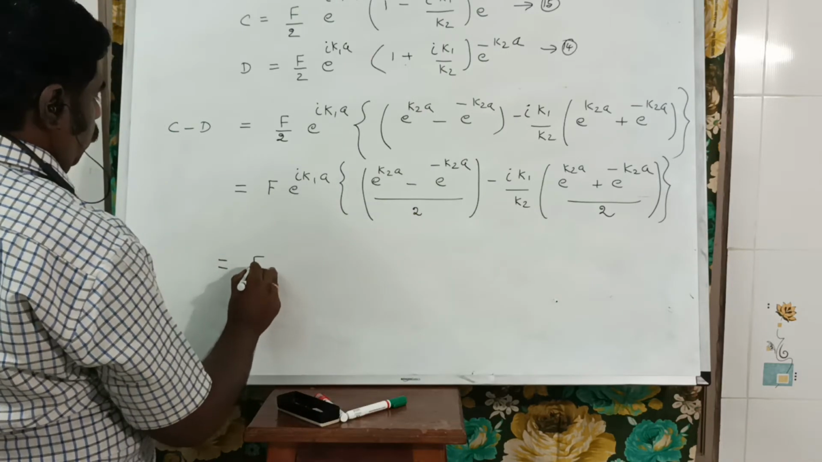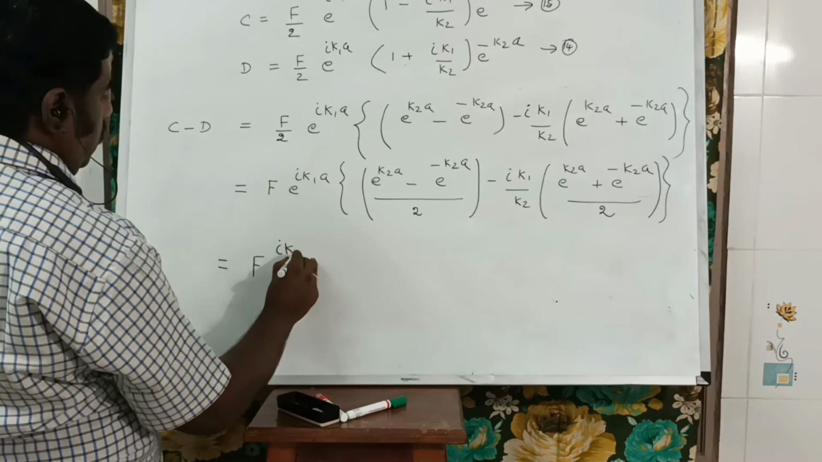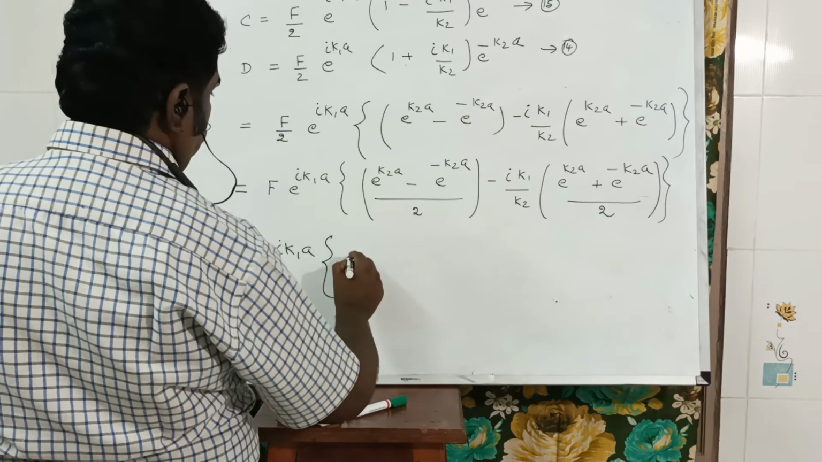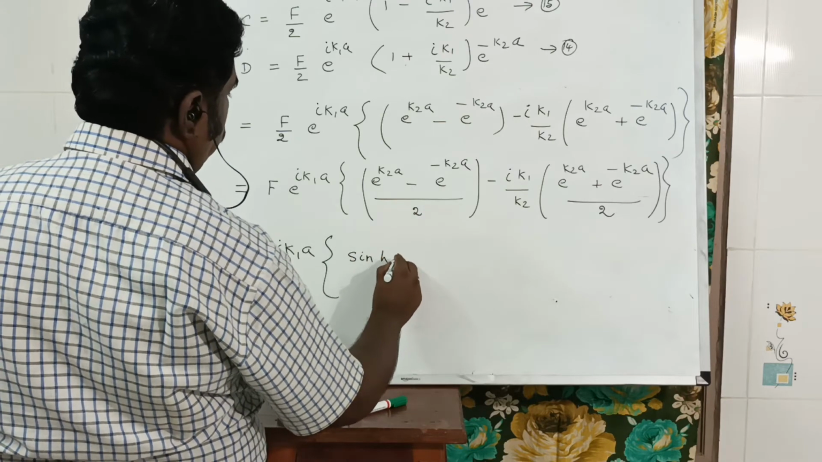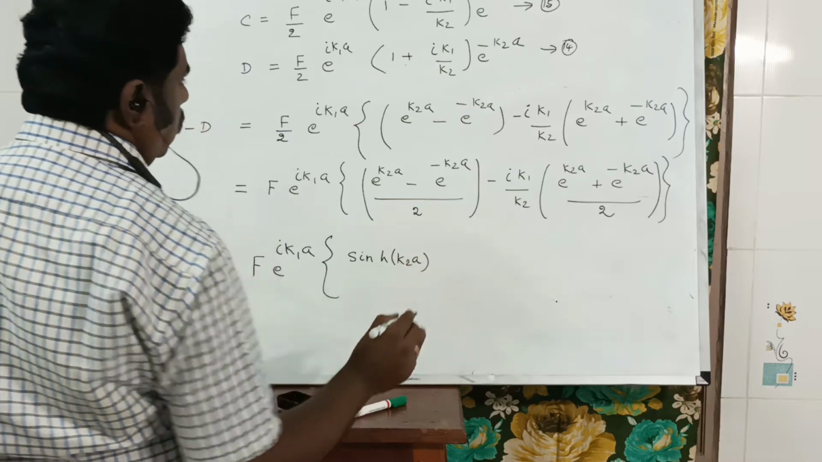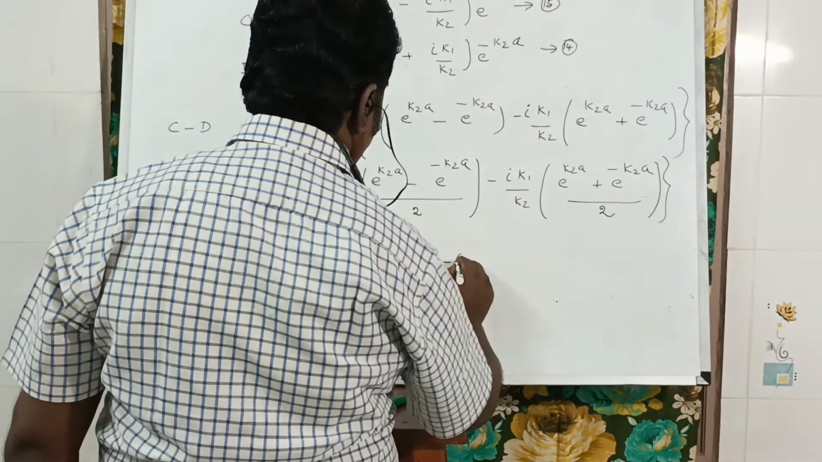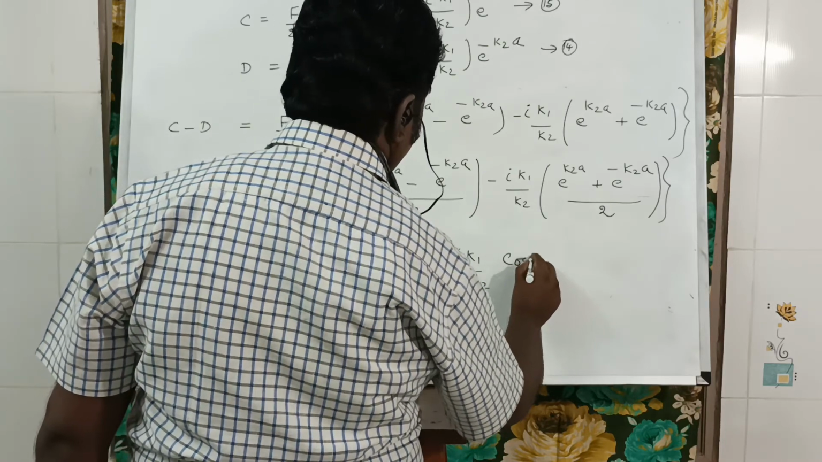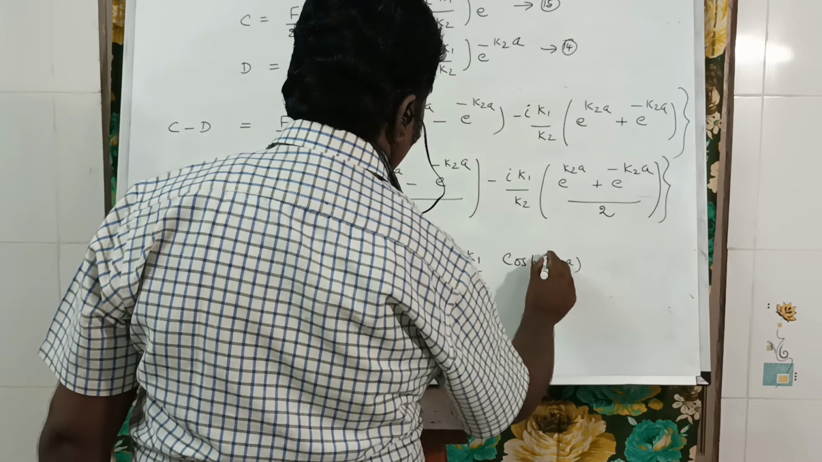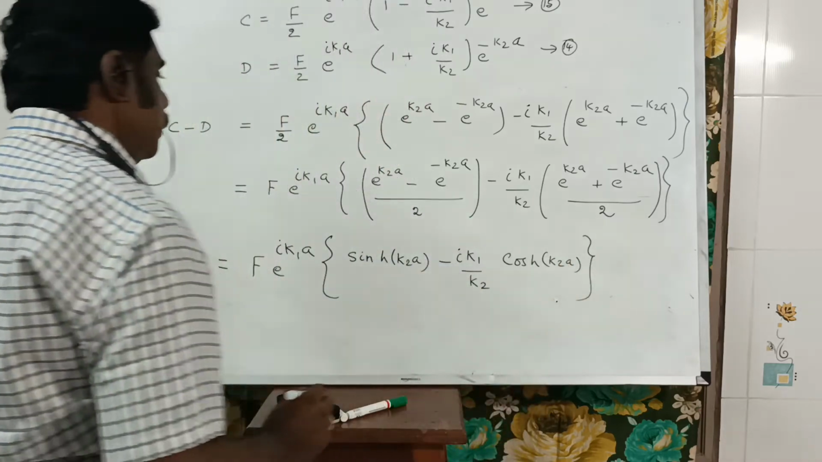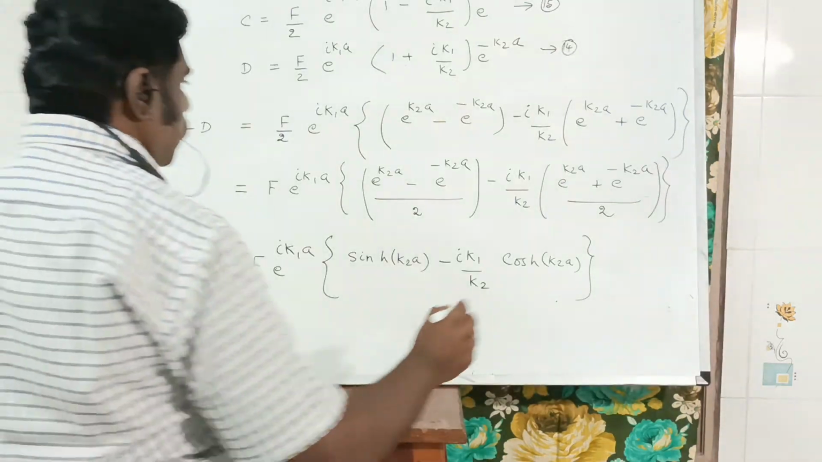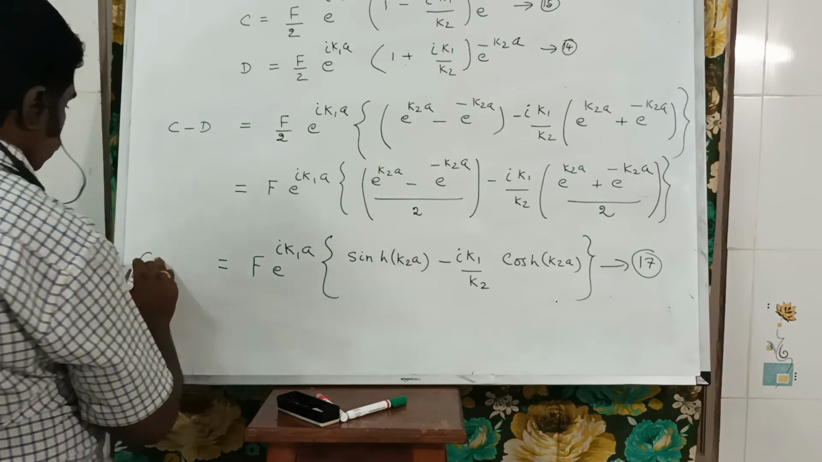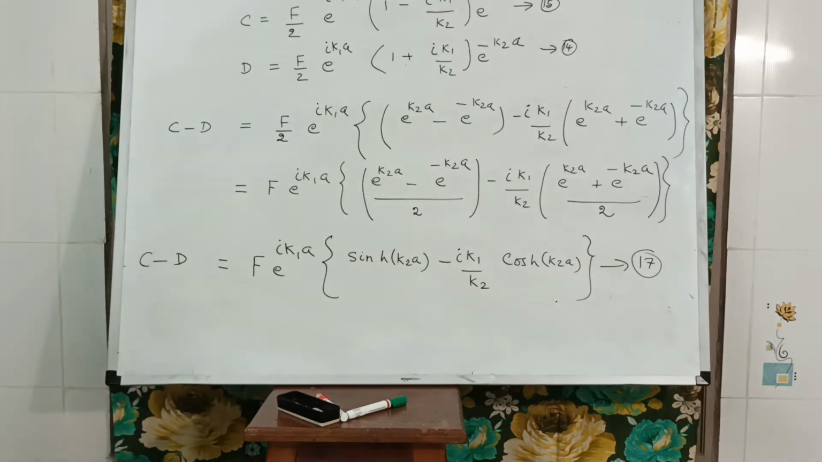This is equal to F into e power i k1 a, this is our sinh k2 of a, minus i k1 by k2 cosh k2 of a. This is equation number 17. This is the value of C minus D.